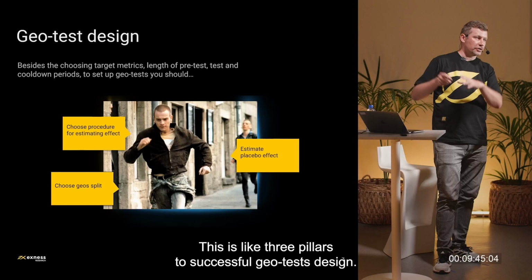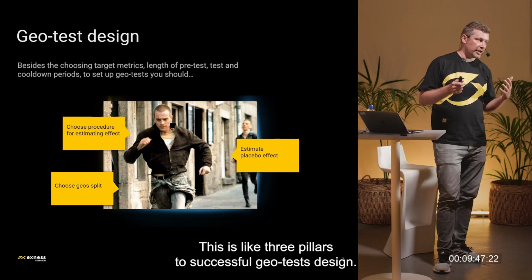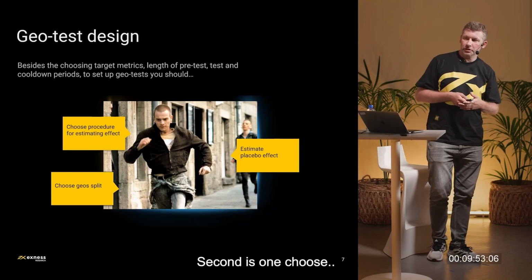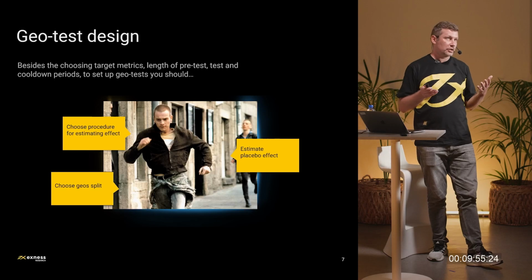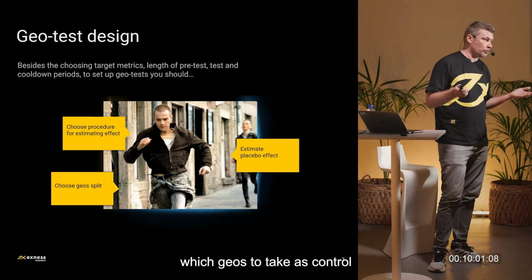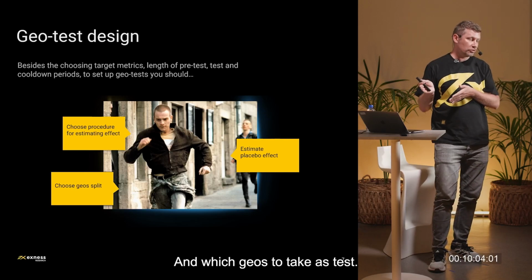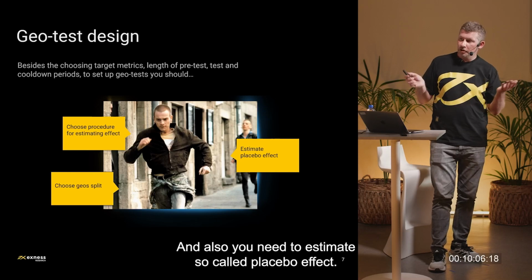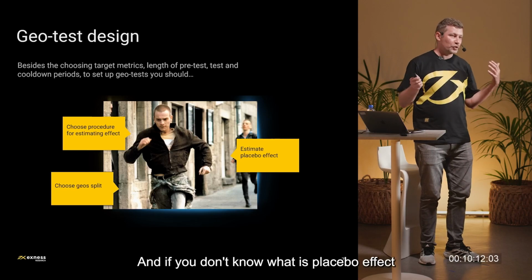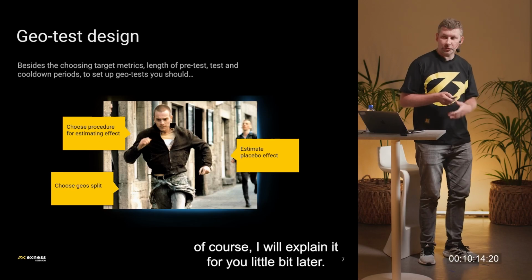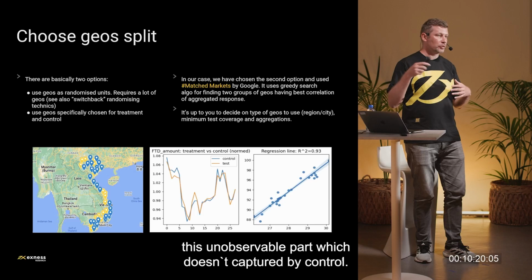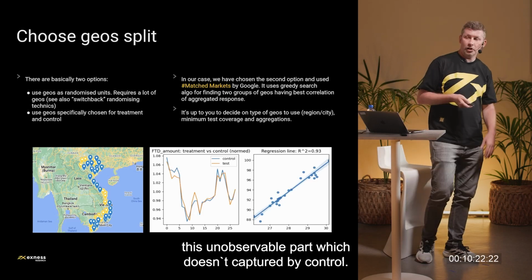These are the three pillars of a successful geo-test design, specific to geo-tests. The second is that you need somehow to split your geos: which geos to take as control, and which geos to take as test. And also you need to estimate so-called placebo effects. If you don't know what placebo effects are, of course, I will explain a little bit later. Placebo effects are actually the unobservable part which isn't captured by control.